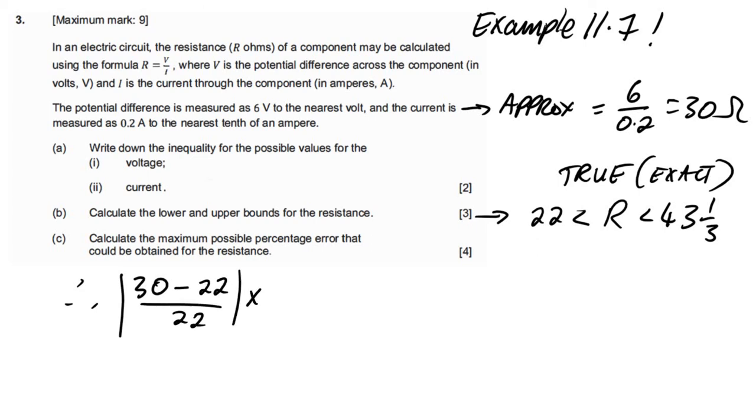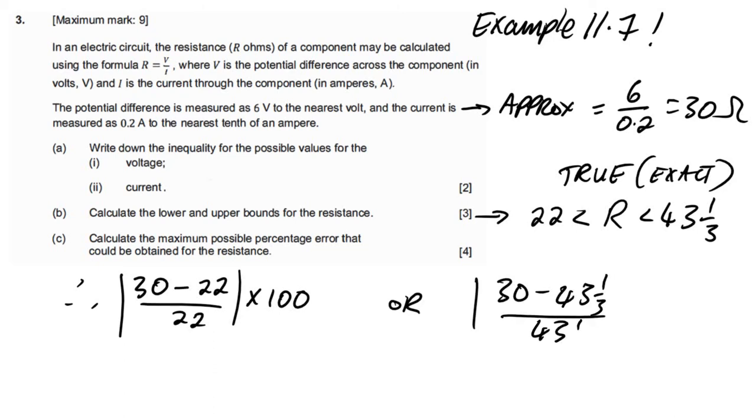So therefore, to do the maximum possible percentage error, we are looking at approximate minus exact over exact, or approximate minus exact over exact. My apologies for the confusion around this topic. Hopefully this has cleared it up. Let me know if you need any further clarification.